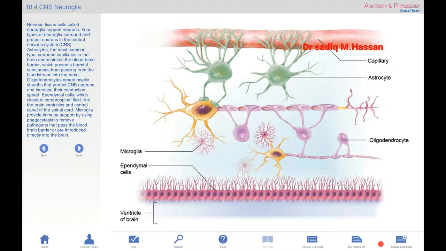What about these structures down in here, beneath the brain ventricles? These are called ependymal cells, which circulate cerebrospinal fluid, and also line the brain ventricles and the central canal of the spinal cord. What are microglia? These small starry-like structures, what do they do? They are called microglia, and they support and provide immune support by using phagocytosis to remove pathogens that pass the blood-brain barrier or are introduced directly into the brain.